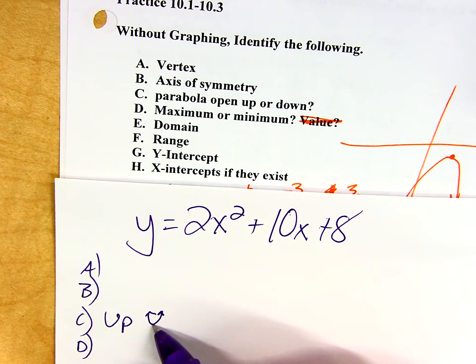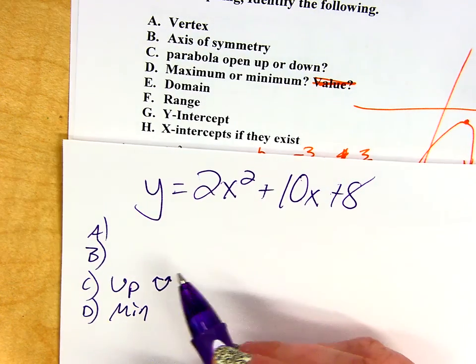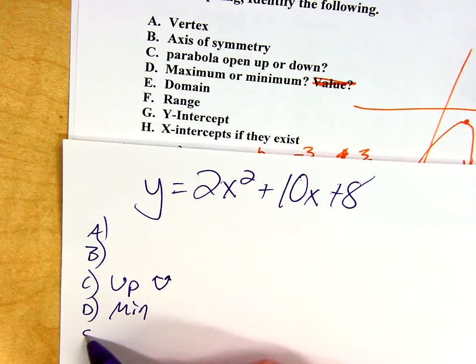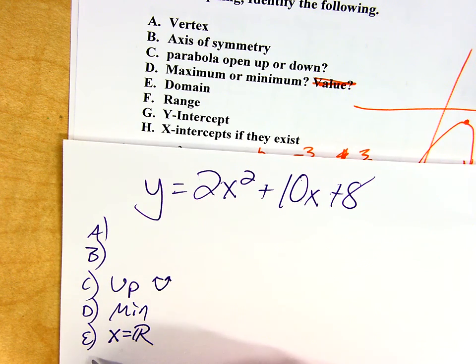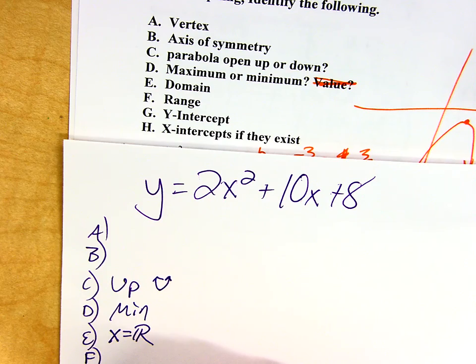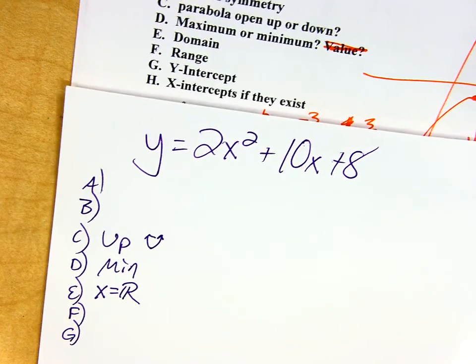So my vertex, will it be a max or a min? Min, because it is the lowest point on this entire graph. And then E is the domain, which is always the same thing. X equals all reals, yes. F is the range, which I'll come back to because that requires a little bit of math. G is my y-intercept, which is very easy to find.